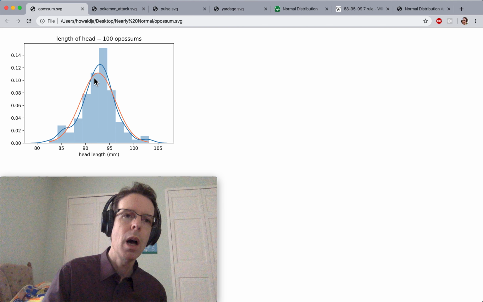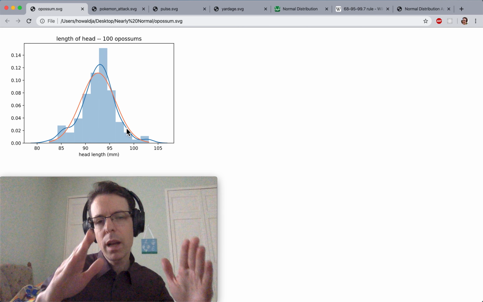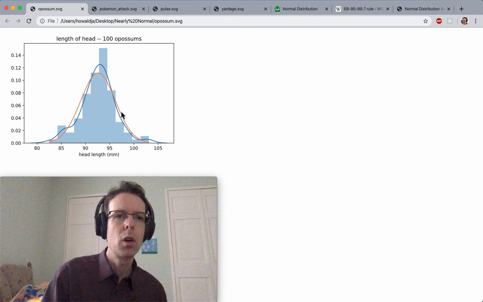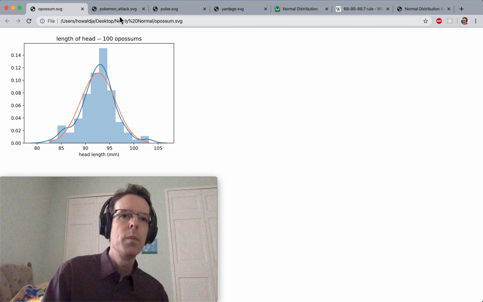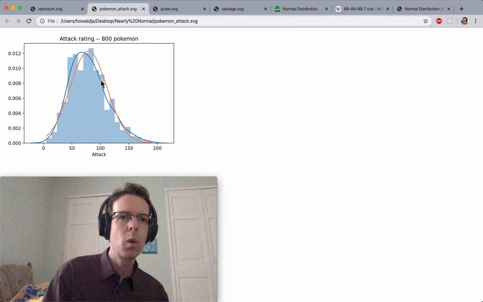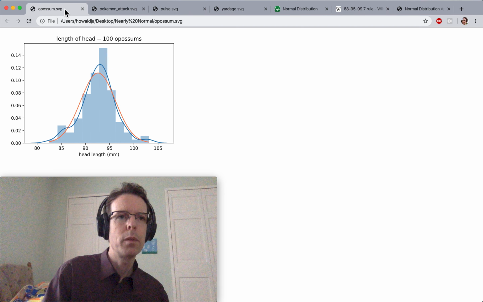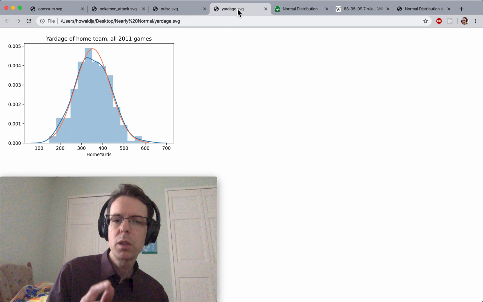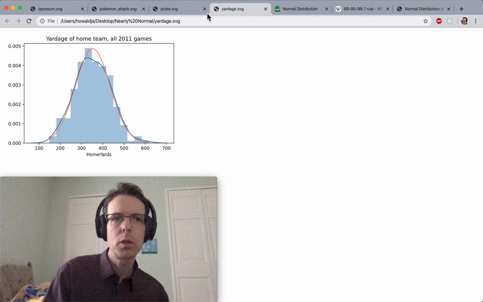But this blue line is plotted on each, and that is kind of a general model of how frequently those data values occur. Values between 90 and 95 in this data set are very common, and this blue line is very tall. Values around 100, 105 are very rare, and this blue line is really rather short, okay? So we have this blue line here, which records roughly how common these kinds of data values are. And in each of these graphs, the possums, the Pokemon, the pulse, and the yardage, the blue line illustrates how commonly those values are actually occurring.